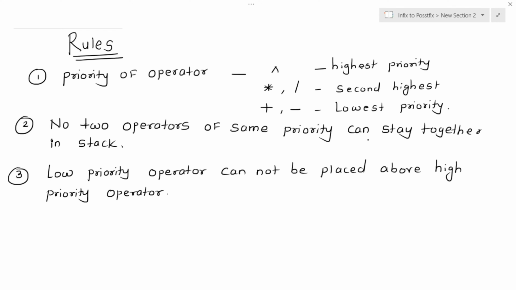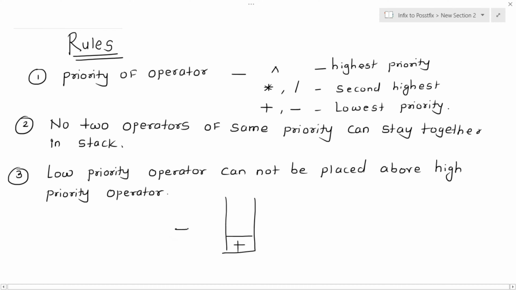The second rule says that no two operators of the same priority can stay together in the stack. For example, there is already one operator in the stack and that is a plus. Then suppose a minus operator comes. Plus and minus have the same priority, so both cannot stay together in the stack. In this case, we first remove plus from the stack and then we place minus into the stack. Whenever the same priority operators come together in the stack, we have to remove the topmost operator and push the new operator into the stack.